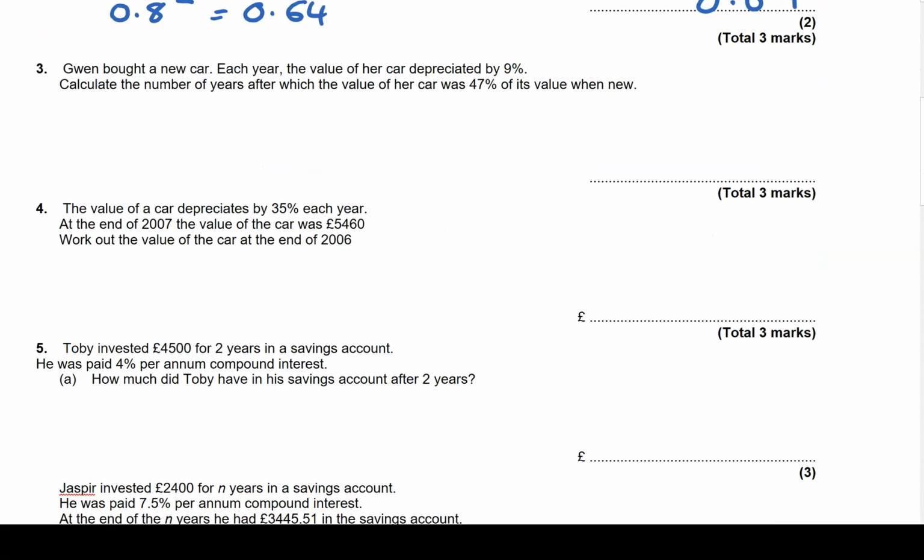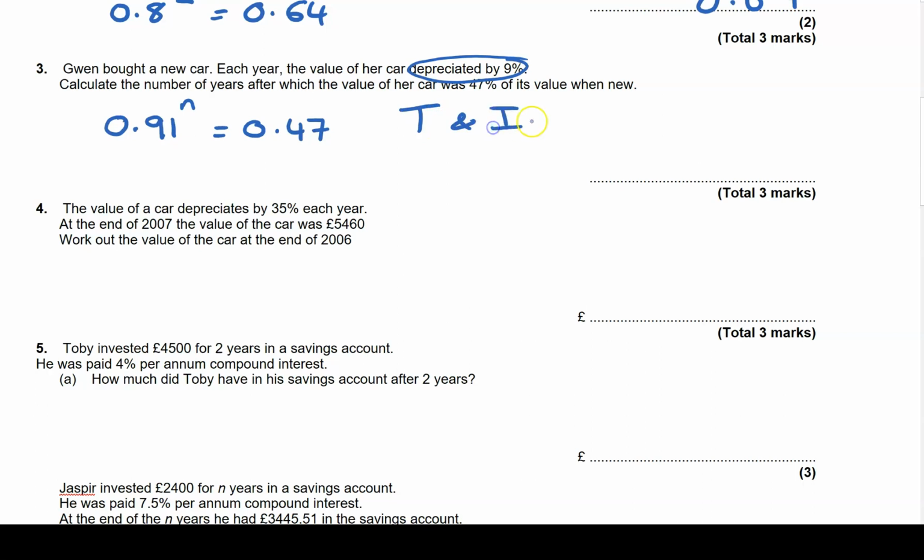Alright, number 3. Gwen bought a new car. Each year it depreciates by 9%. Calculate the number of years after which the value is 47% of when it was new. So you don't need to know the money on this one. You could put it at £100 or £1,000 or something like that and work down. But we know that if it's gone down by 9%, then the multiplier is 0.91. So 0.91 to the power of n has to be 0.47, because that's the 47% of what it was. So again, it's going to be trial and improvement.